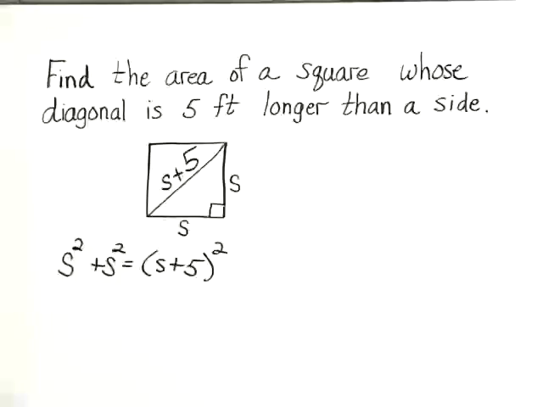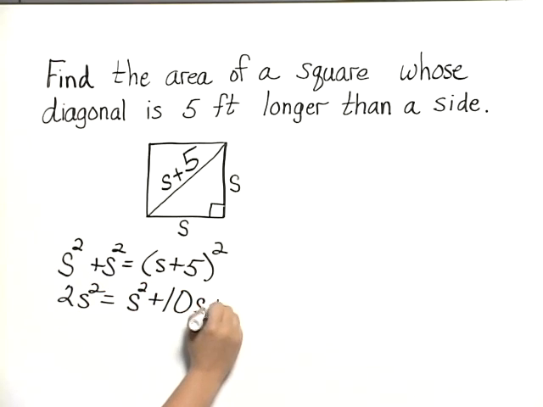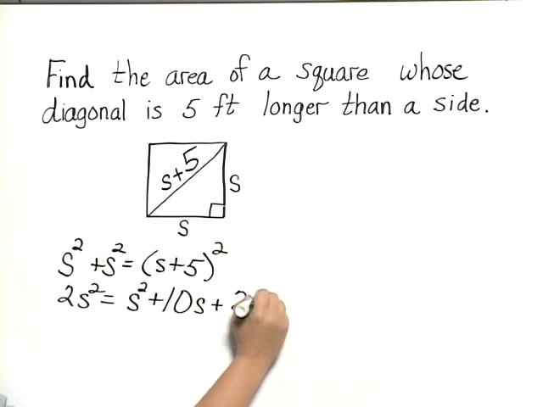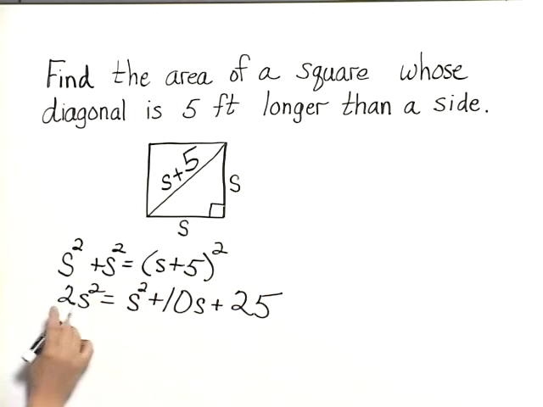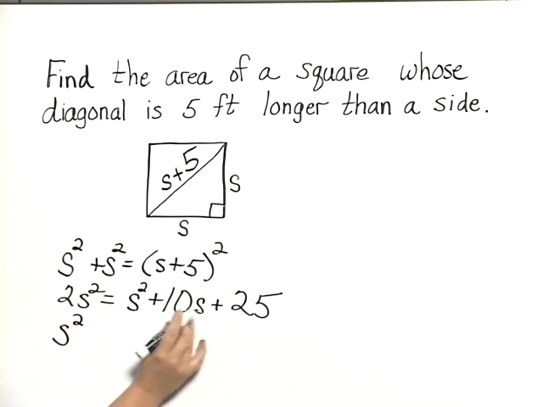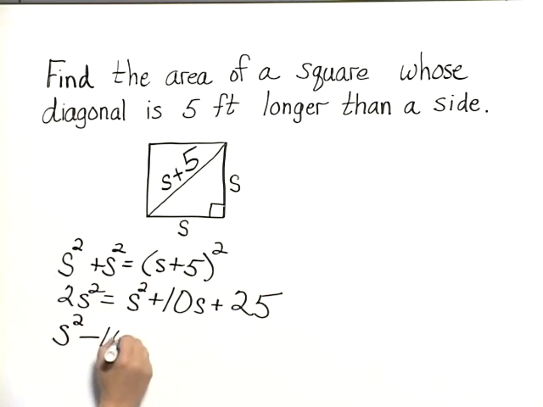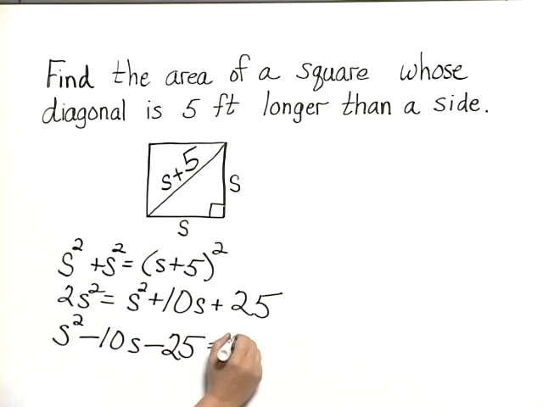To carry out, we solve this for S now. We have 2S squared equals, and squaring this, we have S squared plus 10S plus 25. And moving all of this over to here, we subtract S squared from both sides, we have S squared. We subtract 10S from both sides, we have minus 10S. We subtract 25 from both sides, we have minus 25, and that equals 0.